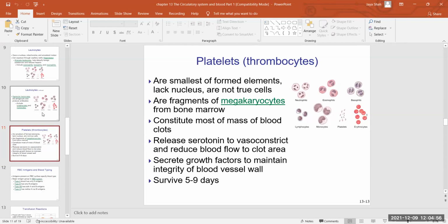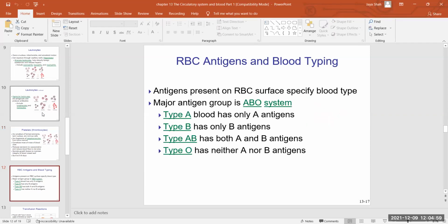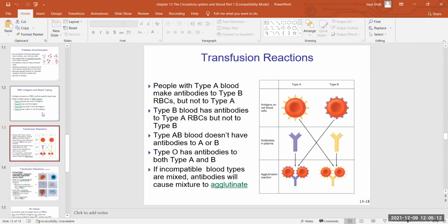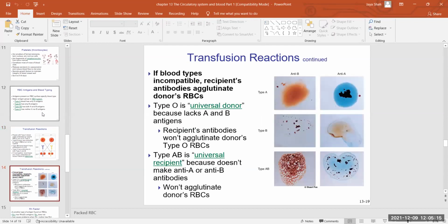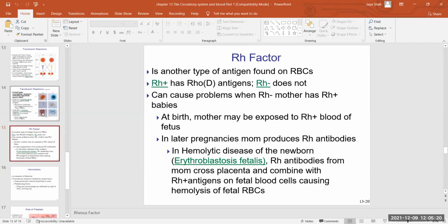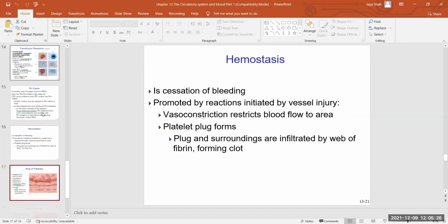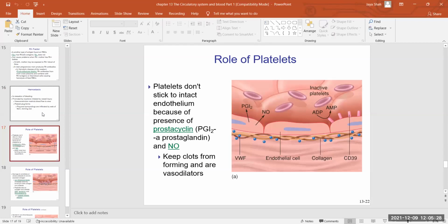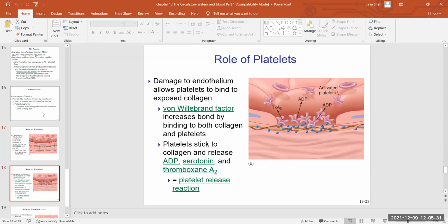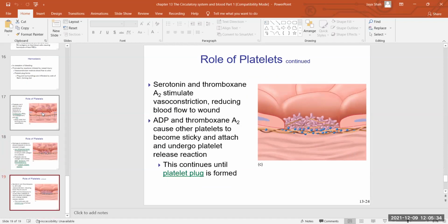Platelets, which come from megakaryocytes, help in blood clotting, and then blood typing. What is the basis of typing? How are the antigens and antibodies of the blood typing different from each other? What are the ABO system and Rh system? What are transfusion reactions? What is universal donor and universal recipient? Similarly, what causes erythroblastosis fetalis? Hemostasis, how platelets help in plugging the cut in the blood vessel wall. Okay.